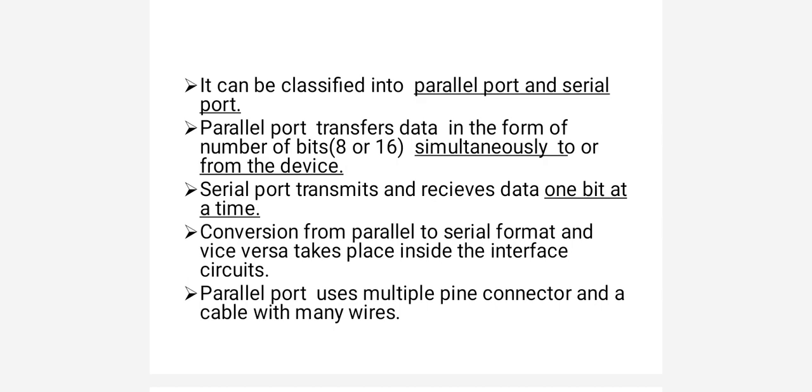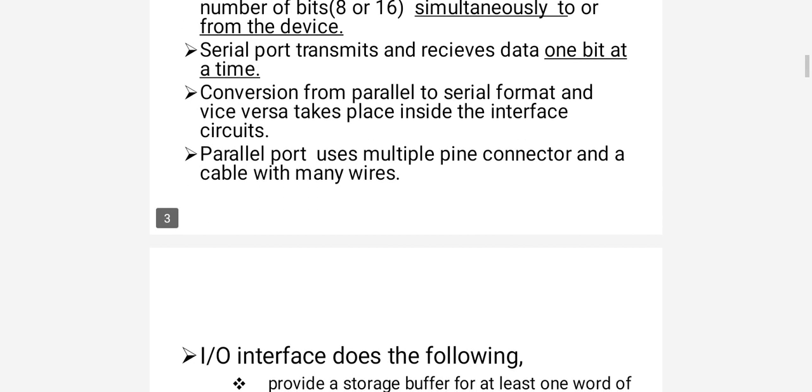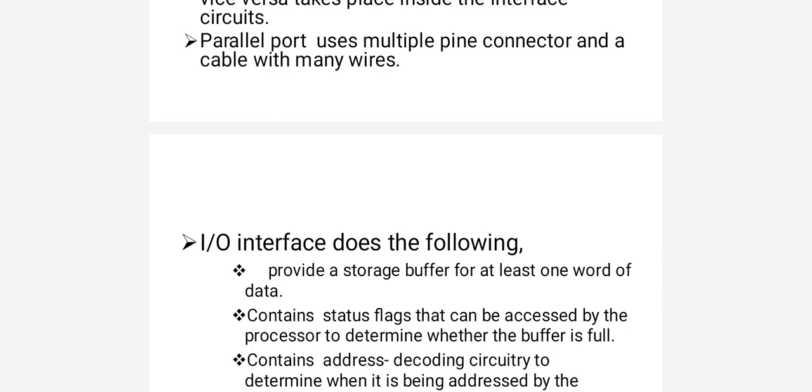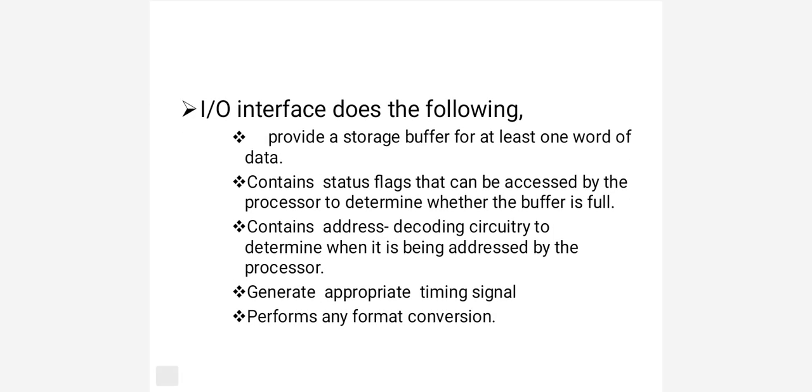Okay. Within the interface circuit, a conversion from parallel to serial and from serial to parallel may take place, sometimes, based on the situation or the circuit. Clear? So for port, there are two types. One is parallel port and the other one is serial port.